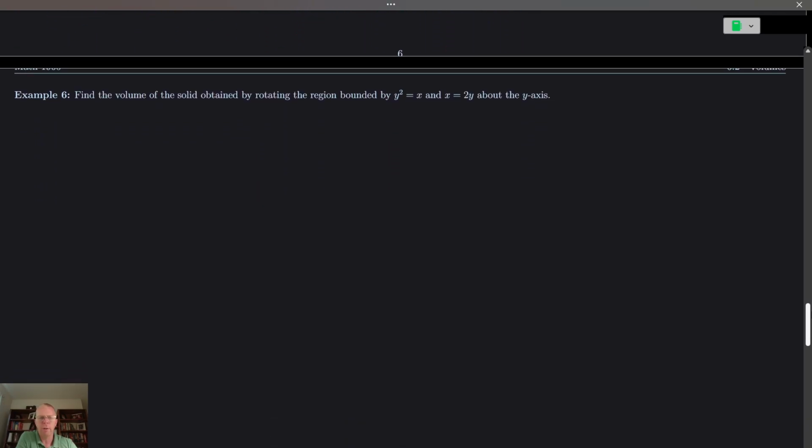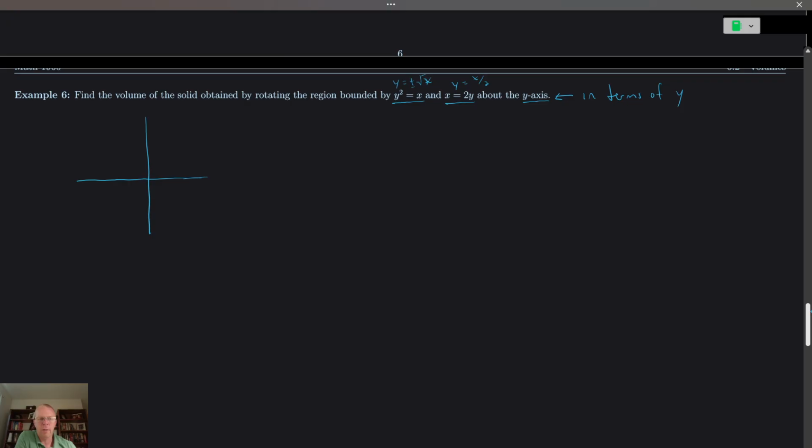All right, so the last one for this video, we have y squared equals x and x equals 2y, around the y-axis. And again, that tells us we need to have everything in terms of y, and we actually do. So x equals both, so both of these are functions of y. All right, so let's draw these. If you need to, you can write these in terms of x for graphing, like the square root of x, to help with graphing if you want.